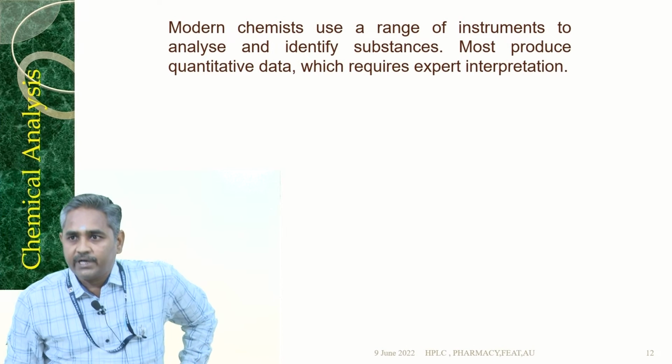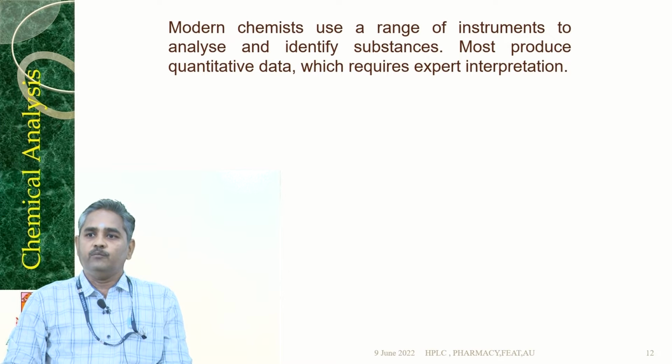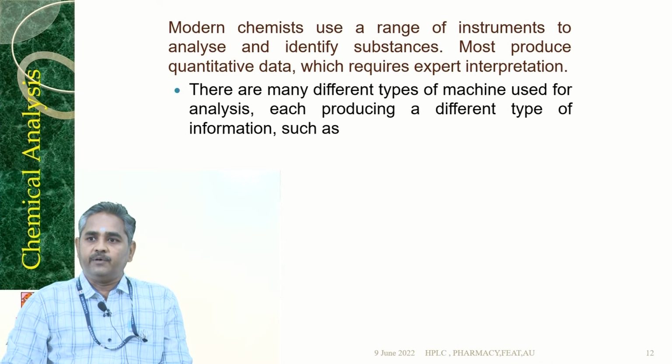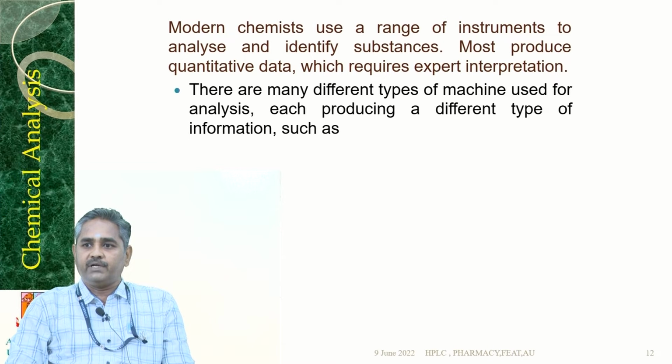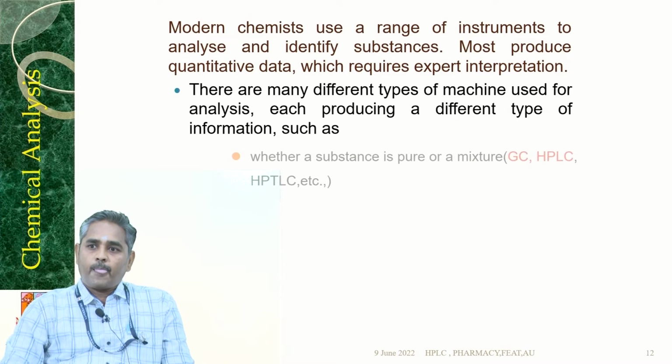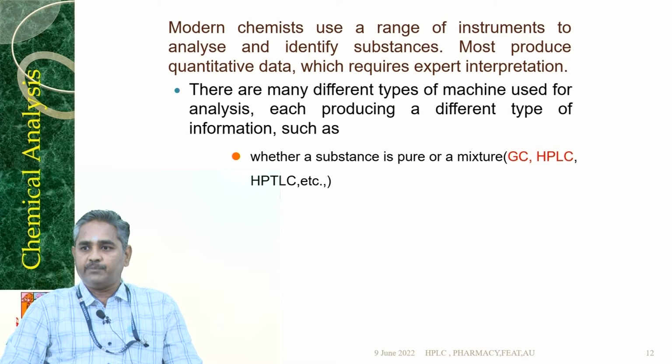Modern chemists use a wide range of instruments to analyze and identify substances. Most produce quantitative data which requires expert interpretation. There are many different types of machines used for analysis, each producing different types of information, such as whether a substance is pure or a mixture. That is, by HPLC you can find out whether the given unknown sample is a mixture or a pure sample. HPLC and GC are used for whether the given sample is pure or a mixture.